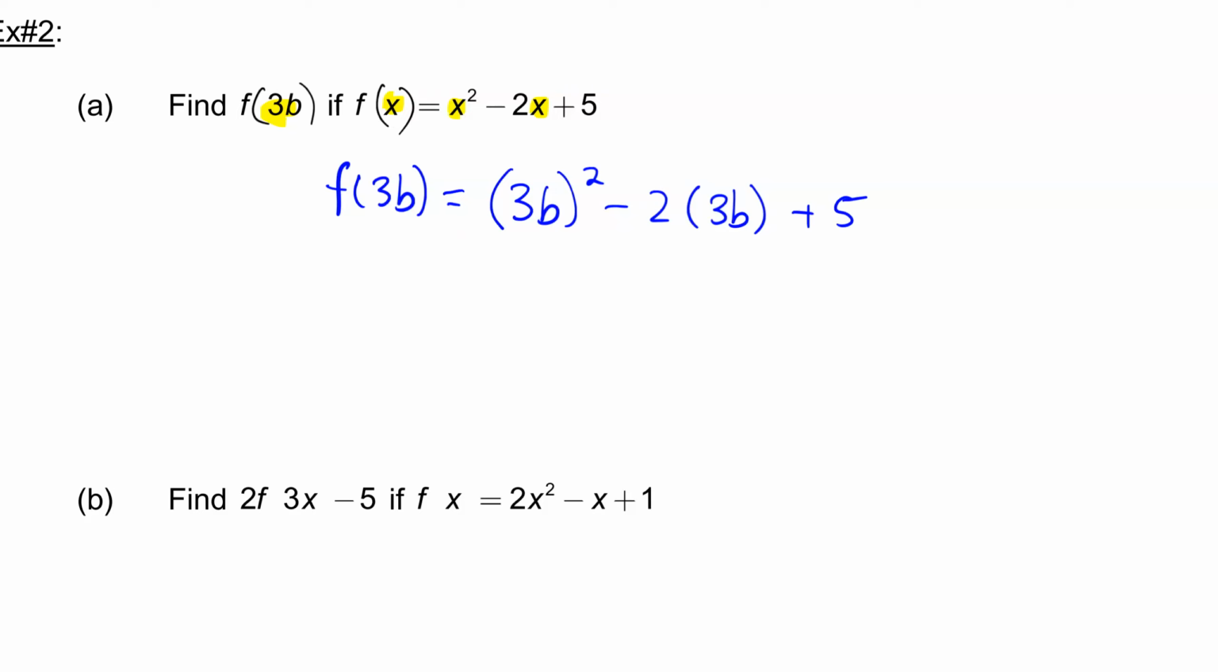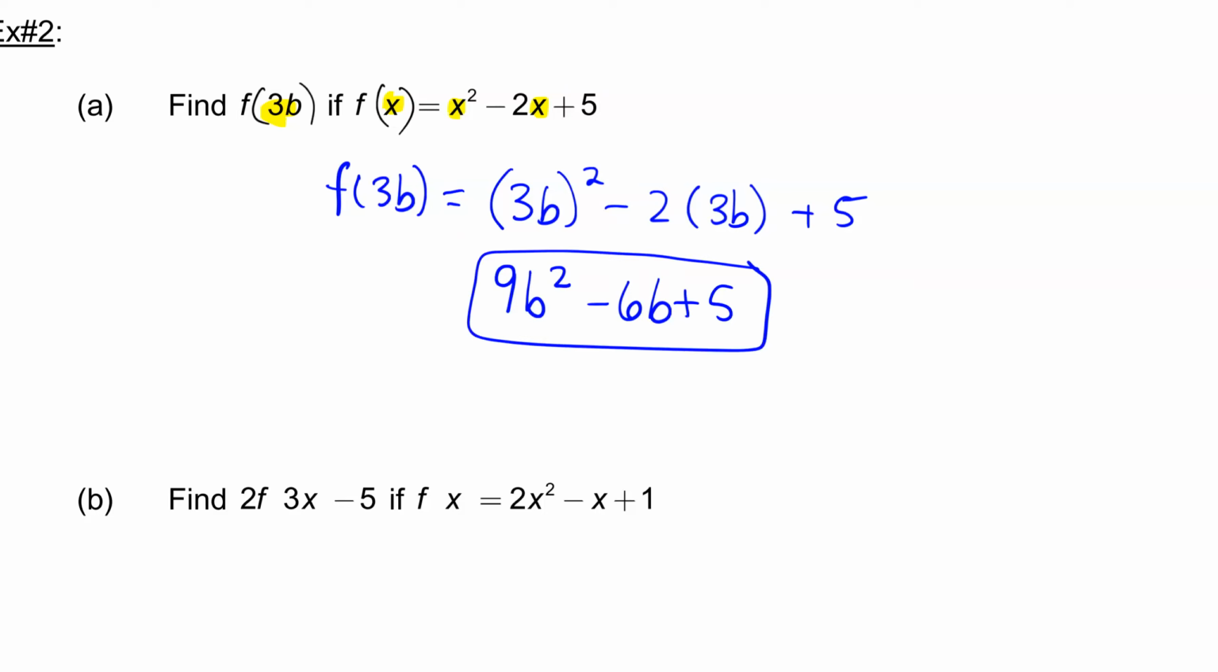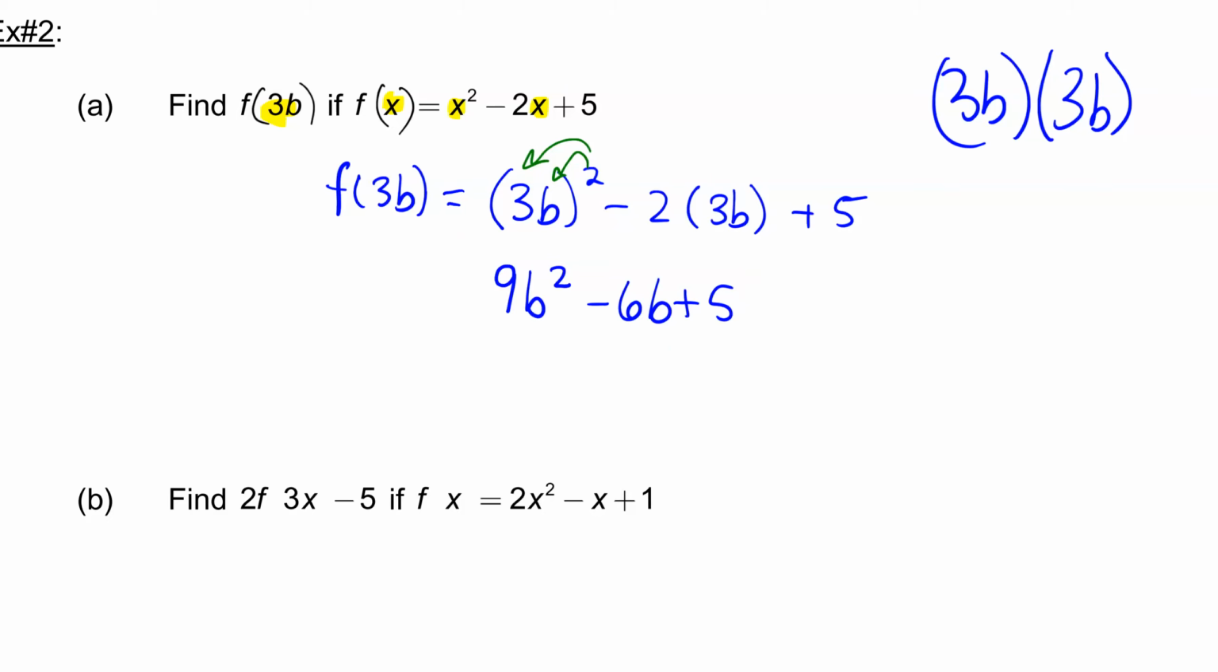And lucky for you, in the first section of chapter 5, we learned about exponents. So if I have 3b squared, this is going to be 9b squared minus 6b plus 5. If I have 3b being squared, it's the same thing as 3b times 3b. So that'll just be 9b squared. Or you can think of it this way: take this square and distribute it out. So I have 3 squared times b squared. So that's really all we're trying to find, put it in function format. So this is what f of 3b equals.